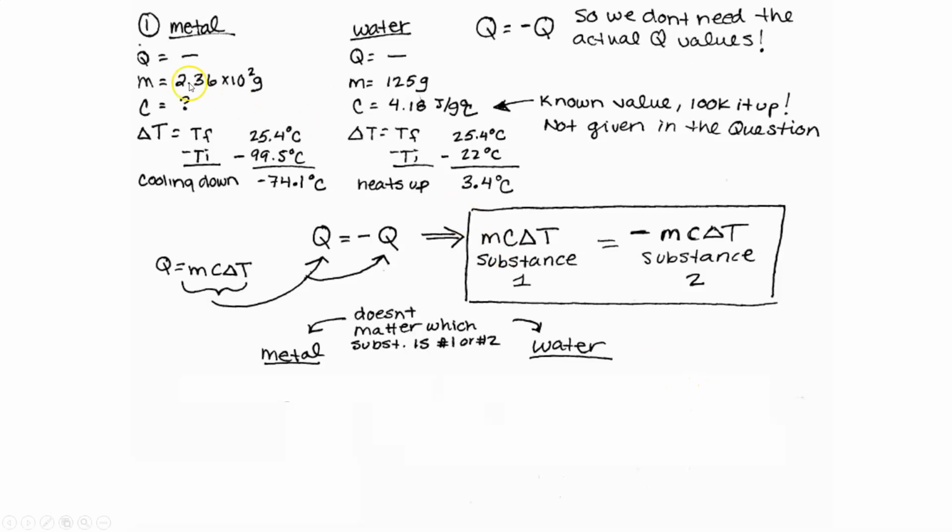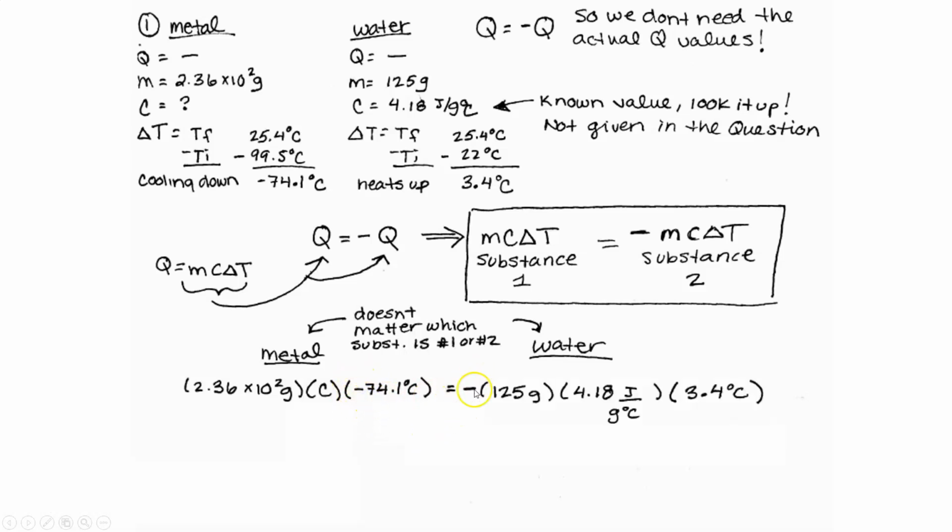So, we have the mass of metal. We don't know C, and we can plug in delta T. So we have our mass times the variable that we're looking for times my delta T, which is negative because it was cooling down. That's going to equal the negative sign, right? Can't forget that negative. Mass of water, specific heat of water, delta T of water.